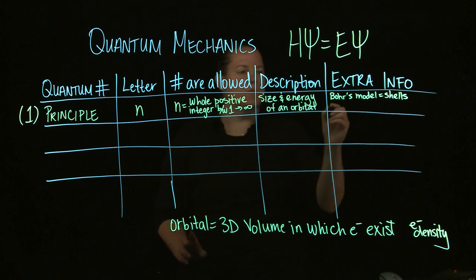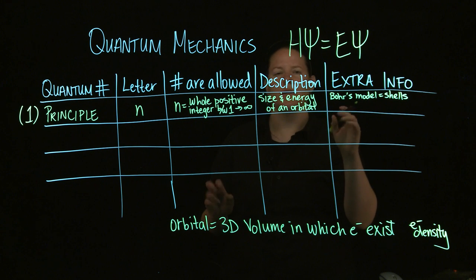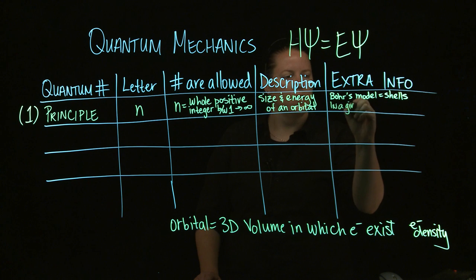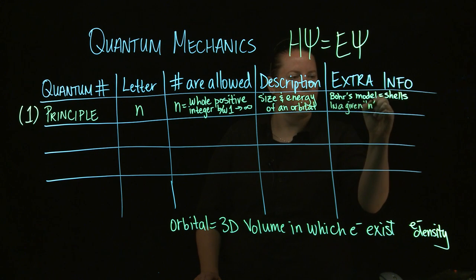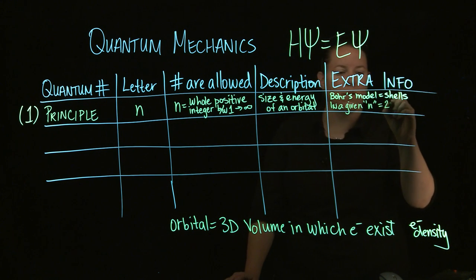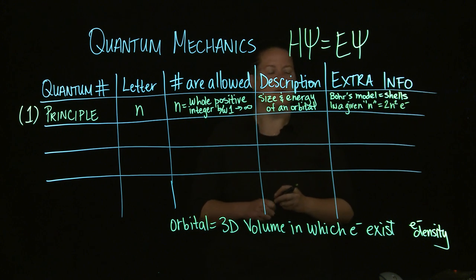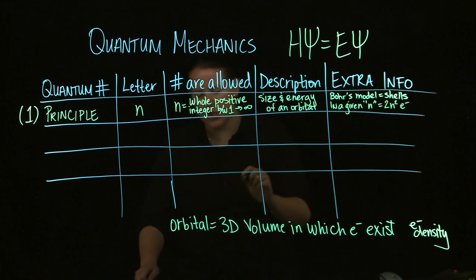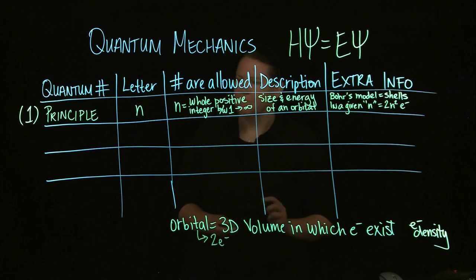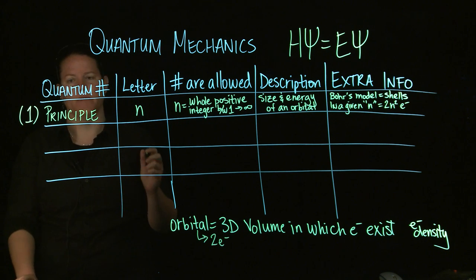There are some things that we can know. In a given N, there are 2N squared electrons. Maybe we'll start there. Each orbital that I can talk about can contain up to 2 electrons, and we'll discuss that more as we get to actually describing these 3D volumes.